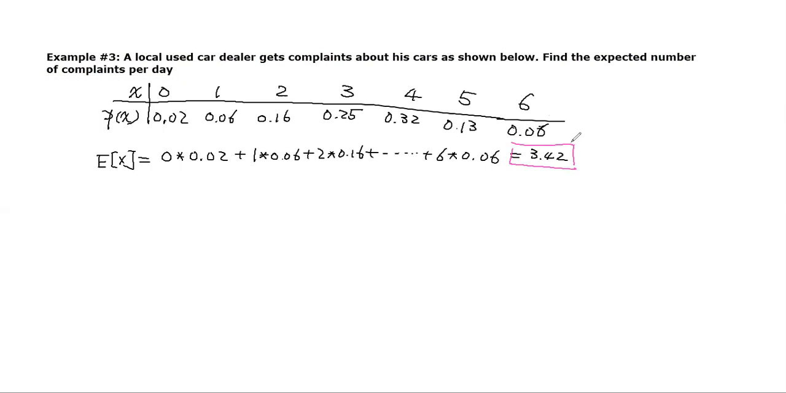And then you might say, hey, I cannot have 0.42 of a complaint, right? That's correct. I cannot have 3.42 complaints, but that's what the expected value means. Maybe today you will get 2 complaints, tomorrow you will get 4 complaints, then the other day 3 complaints. So the expected value really means what we call the long-term average.